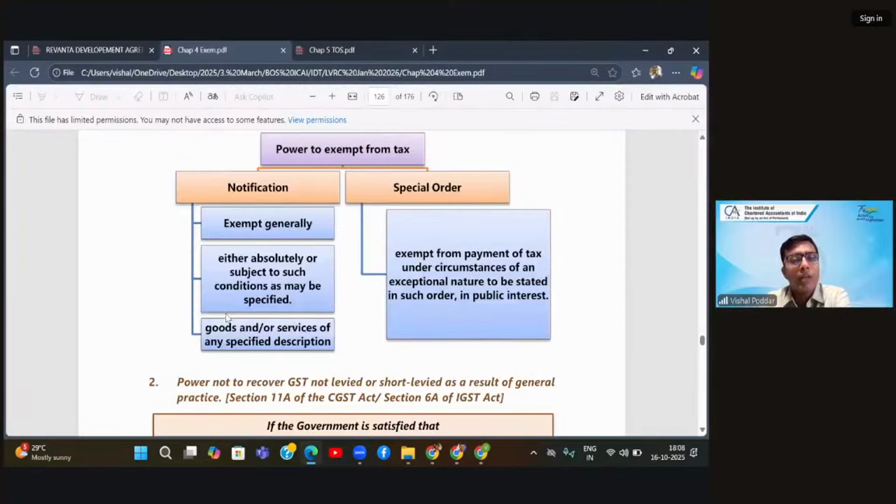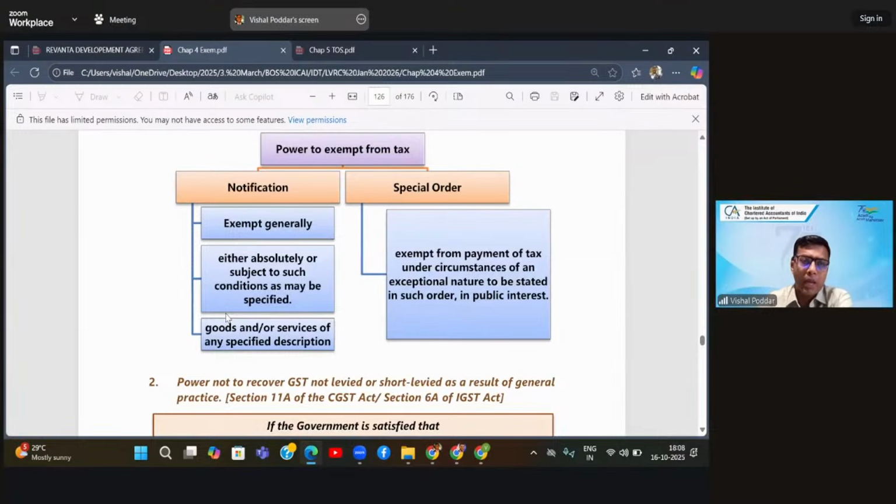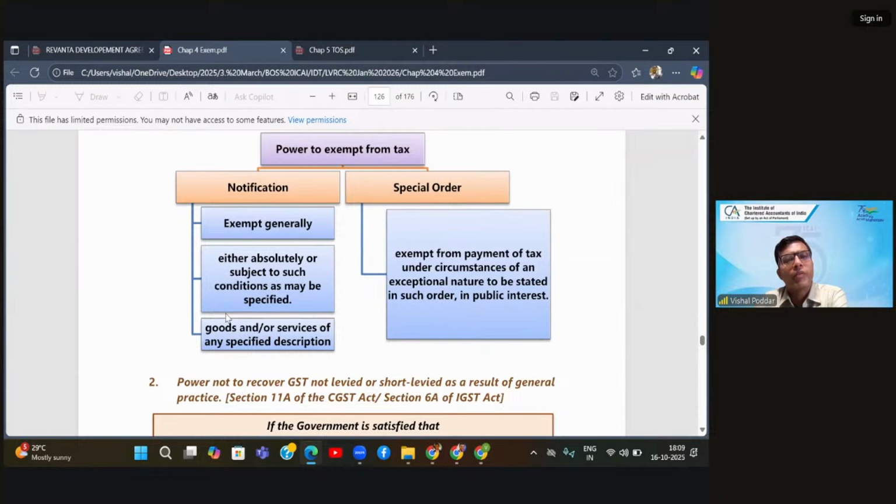Whereas when it comes to absolute exemption, absolute are what? If you are a healthcare service provider, you are not given any choice to exempt or not exempt your healthcare services. The moment your service fits in the definition of healthcare, it is absolutely exempt. These are absolute exemptions. So the majority of the exemptions that we study are absolute.